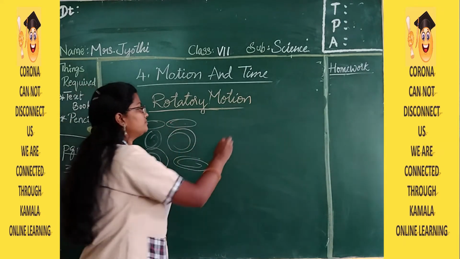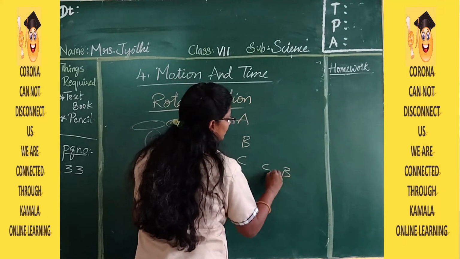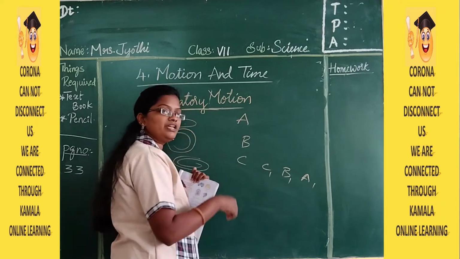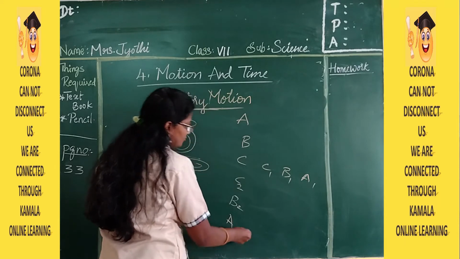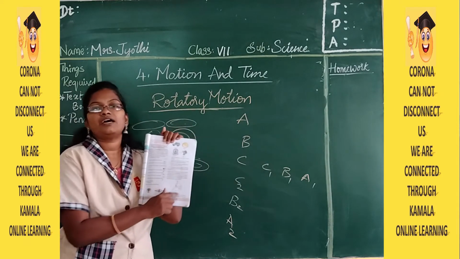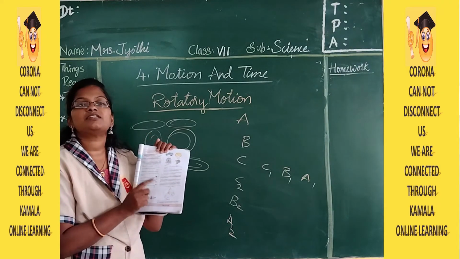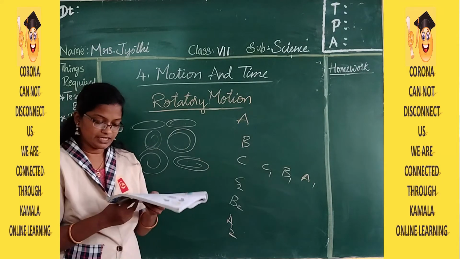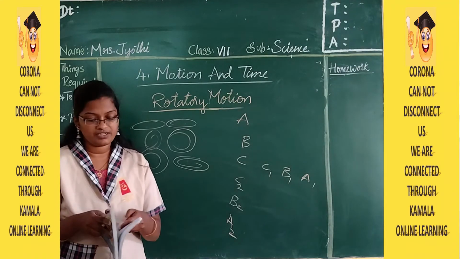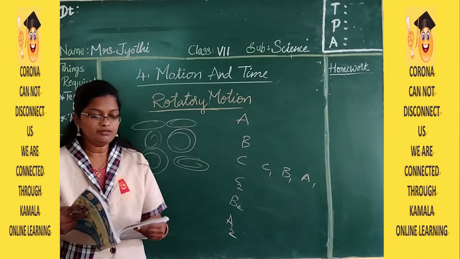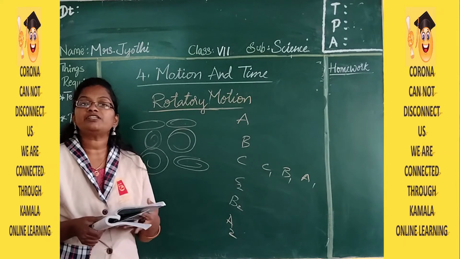So if you see here A, B, C. And after some time it is C1, B1, A1. And now again after some time it is C2, B2 and A2. So here the blades are moving. The position of the blade is moving. But the center of the fan is fixed. Here we observe that the position of the fan is not changing, but only the blades of the fan are moving. They are changing their position continuously and moving in a circular path around a fixed point.